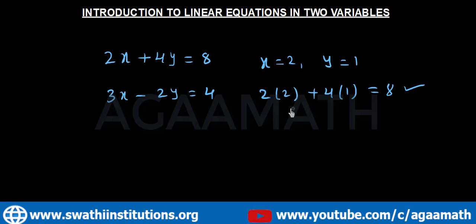It satisfies. And similarly here, 3 times 2 minus 2 times 1, that is 6 minus 2 equals 4. It satisfies. So here you got the solution as 2 comma 1. 2 comma 1 is the solution for these two equations.